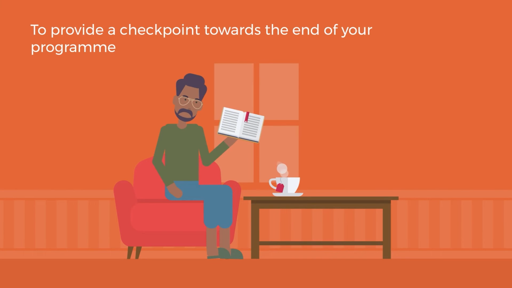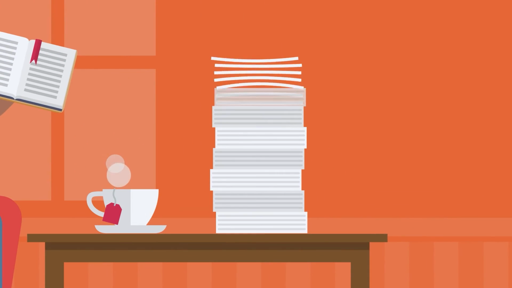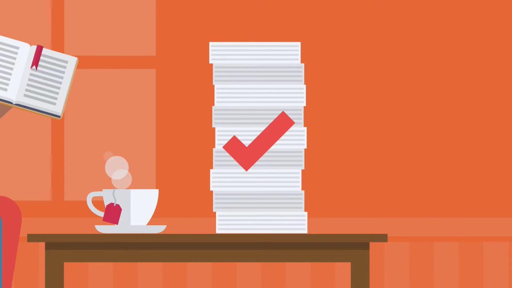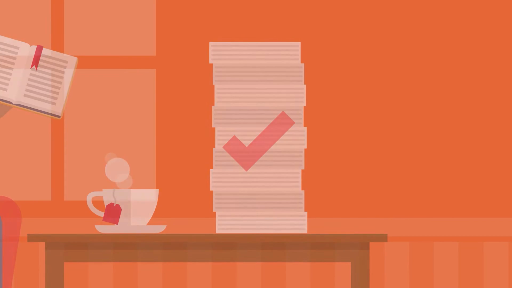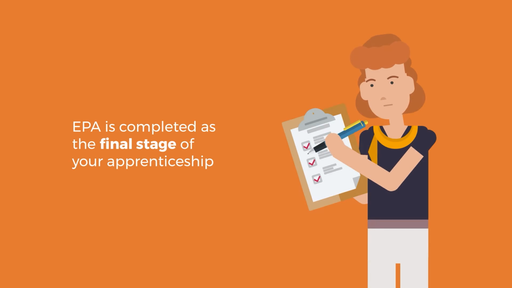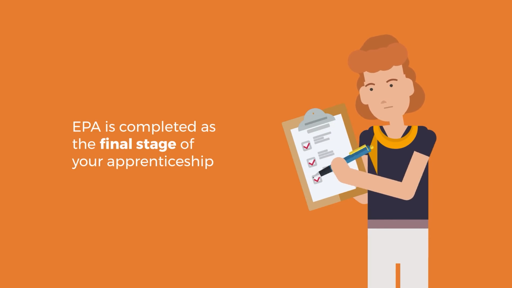Gateway is a term used to provide a checkpoint towards the end of your programme. During Gateway, you, your employer and training provider will ensure all on-programme study work is complete and any qualifications have also been successfully achieved. Your EPA is completed as the final stage of your apprenticeship by an independent assessor from your endpoint assessment organisation, also known as EPAO.